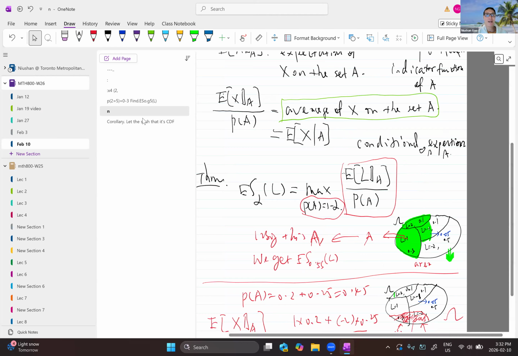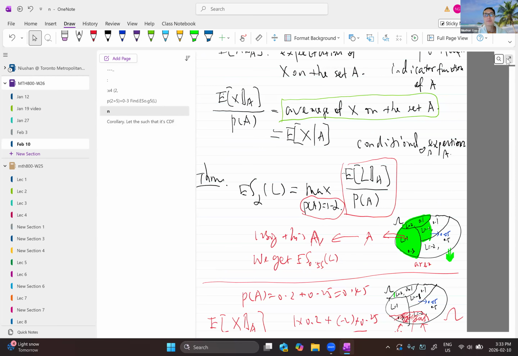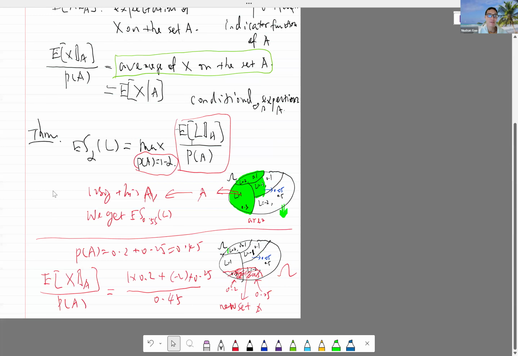If you compare with the discrete random variable, for the previous example, the expected form is the maximum of these conditional expectations. But which A will give you the maximum? For a discrete random variable, you just start with the largest values, L equals 2, L equals 1, L equals minus 1, until you reach the probability 1 minus alpha.